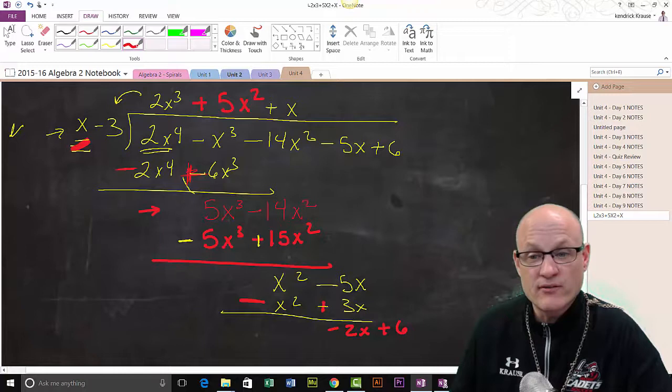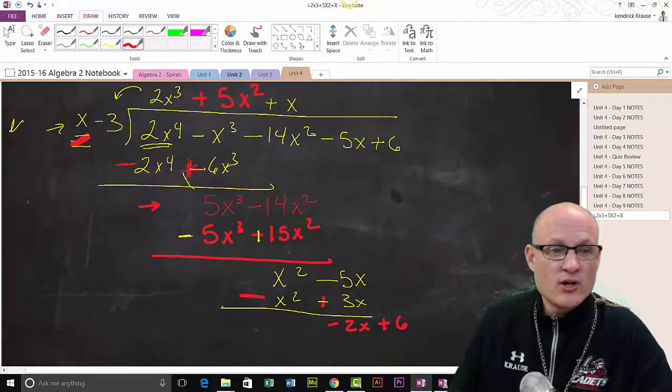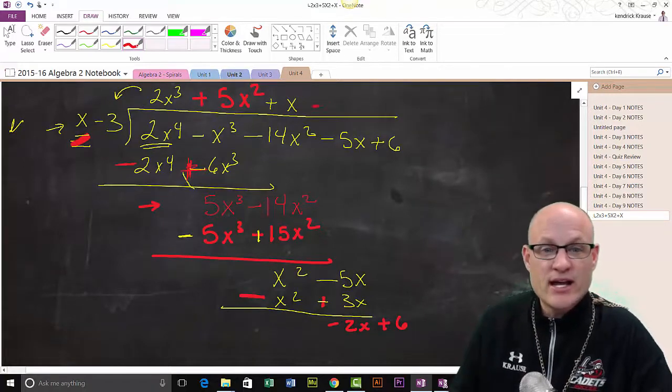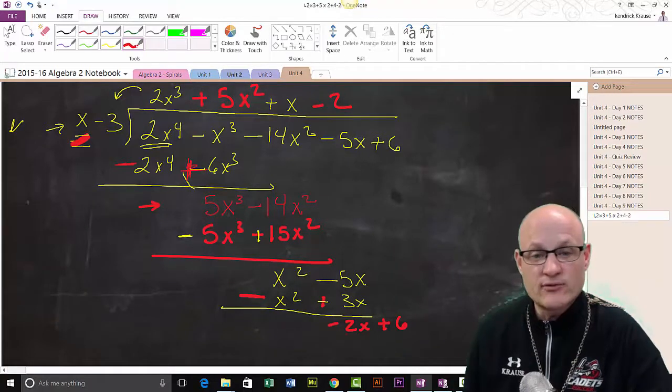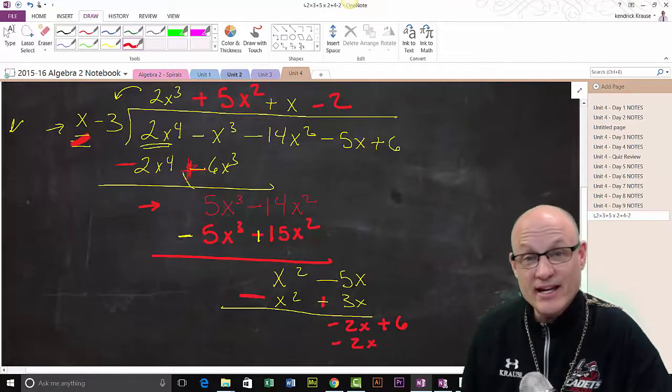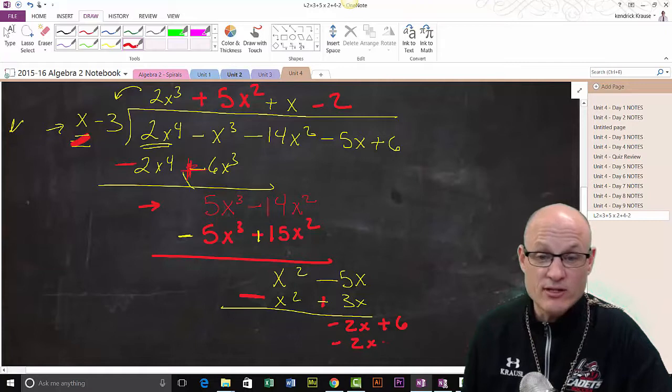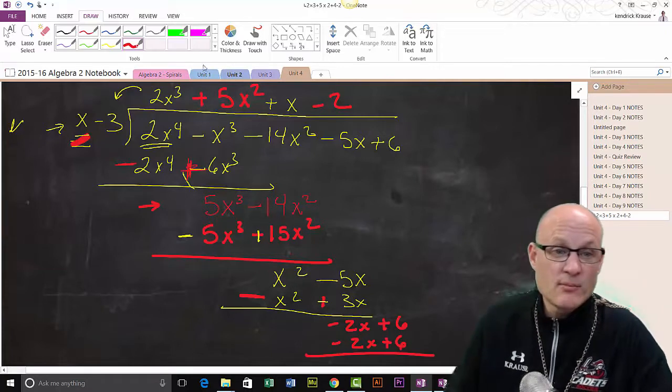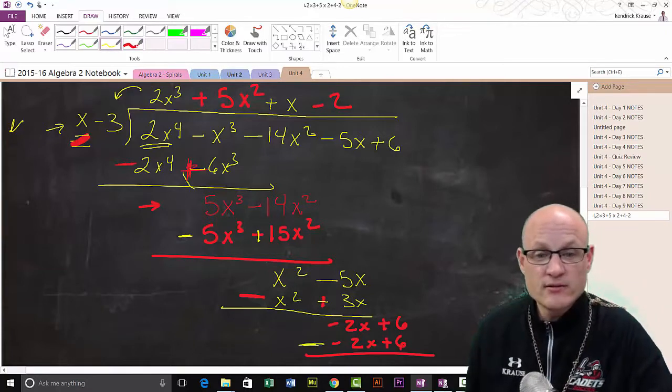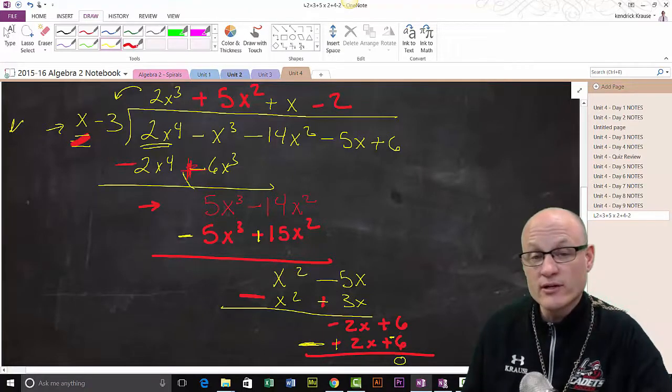Now, if you screw up a sign, everything's going to be messed up. So I got to multiply x times negative 2 in order to get negative 2x. So negative 2x and negative 2 times negative 3 is positive 6. When I subtract, this becomes a plus, this becomes a minus, and it subtracts out to zero. And there it is.